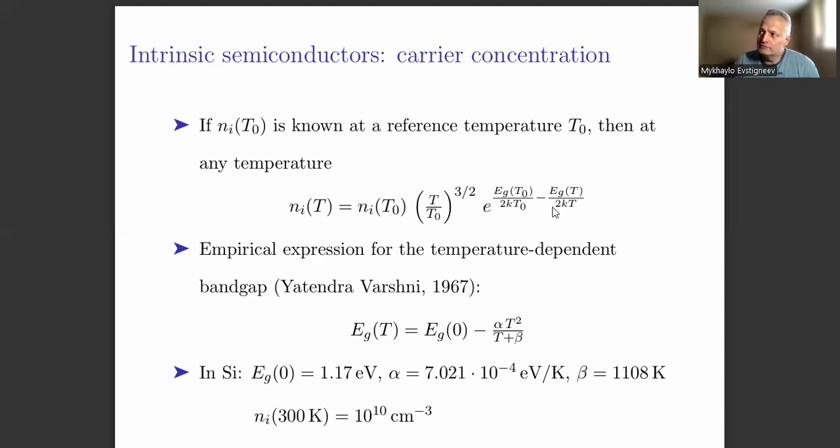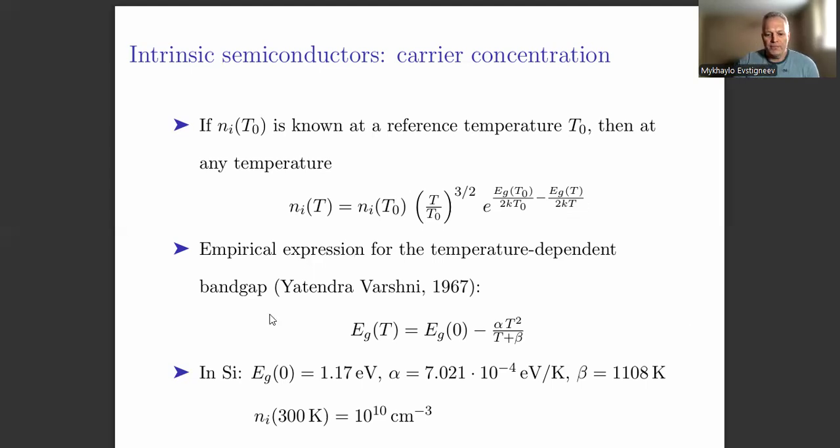There are several empirical formulas for the temperature-dependent band gap in semiconductors, and one of the most popular ones was proposed by a Canadian physicist, Yatendra Varshni. I hope I pronounce it correctly. Not sure which syllables need to be stressed. So I assume the first ones, Yatendra Varshni. This formula was invented 60 years ago.